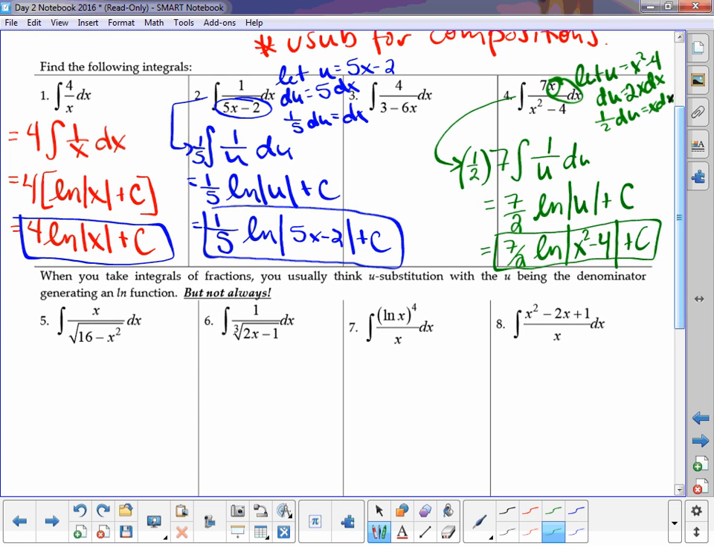So another thing I want to caution you with is to not force natural log when it's not necessary. Now that we've learned natural log, students tend to see a fraction and think, oh, the entire denominator is going to be my u and it's automatically natural log. That's not always the case. So let's take a look at number 5. This is a type of problem that we would have done before.